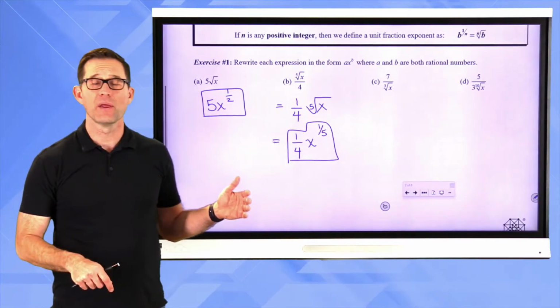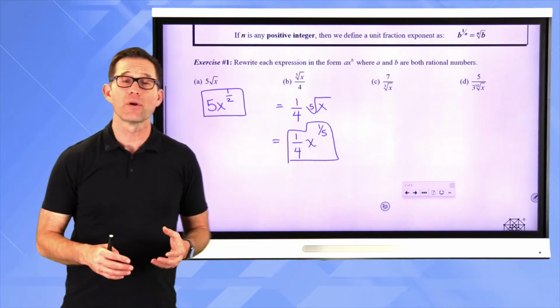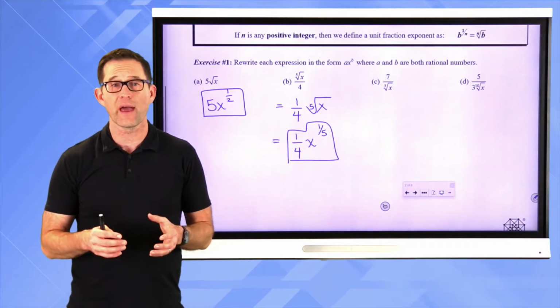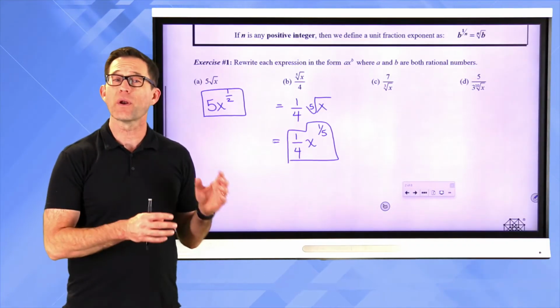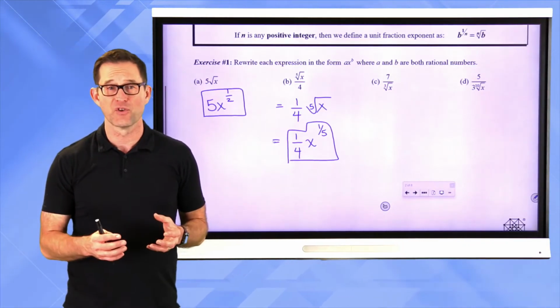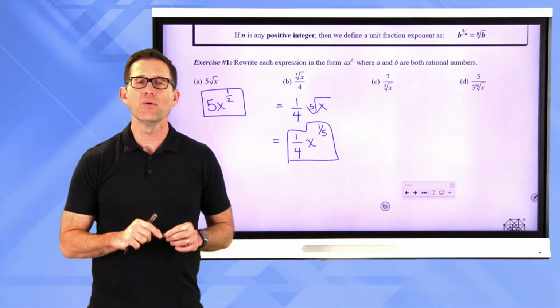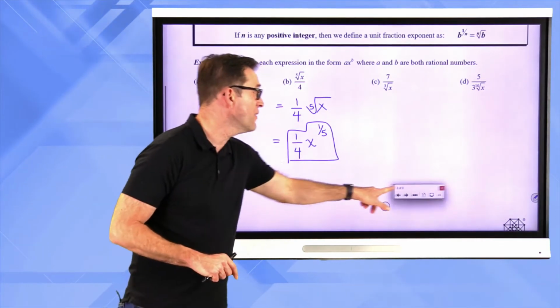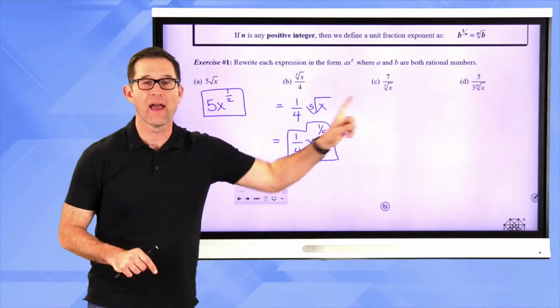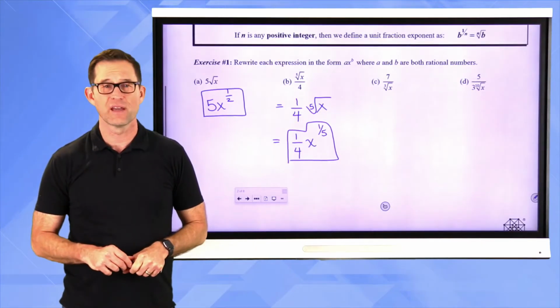This type of manipulation is very important, especially if you're going to go on and take courses in pre-calculus and calculus, so we want to get a little bit of work with it in Algebra 2. All right, I'd like you to pause the video and see if you can do both letter C and letter D. Take a shot at it.